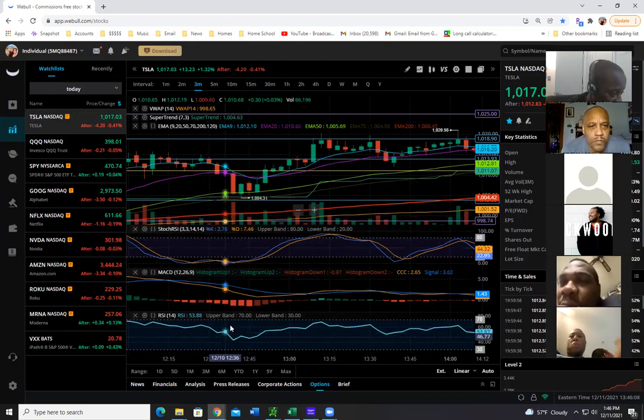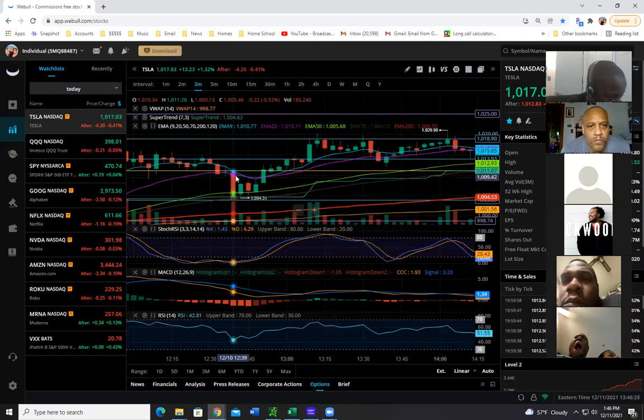But you see the stock RSI falling, a nice long engulfing candle. I'm in. Once that 1,009 low breaks, I'm in. Riding it down. I'm going to get out before it hits the EMA. I'm going to get out before it hits that resistance.